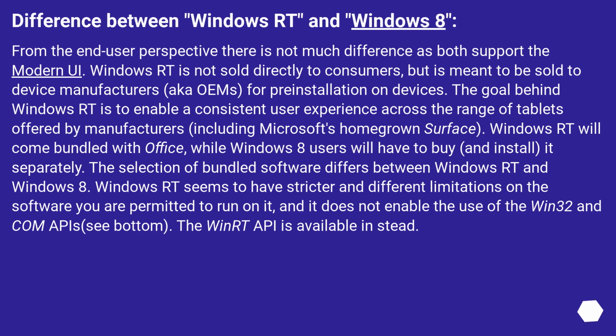Windows RT will come bundled with Office, while Windows 8 users will have to buy, and install, it separately. The selection of bundled software differs between Windows RT and Windows 8. Windows RT seems to have stricter and different limitations on the software you are permitted to run on it, and it does not enable the use of the Win32 and COM APIs. The WinRT API is available instead.